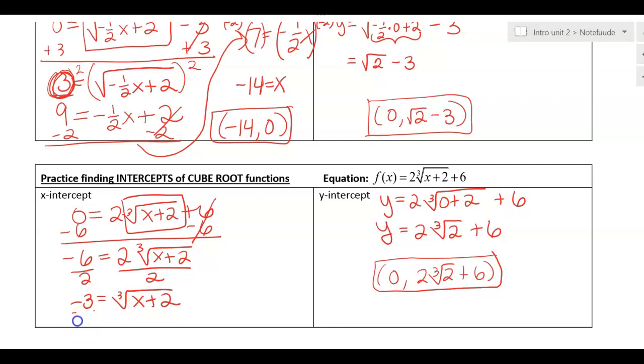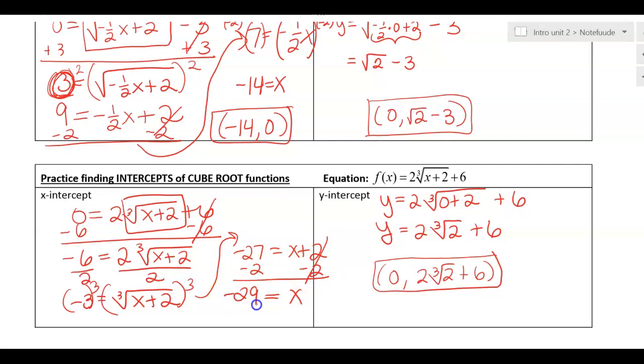What am I going to do now at this point in order to finish solving? He hasn't talked to us yet. Jake, go ahead. Cube both sides. Okay, so at this point, I would have negative 27 equals x plus 2. Now I would subtract 2, and I would get that x is equal to negative 29.